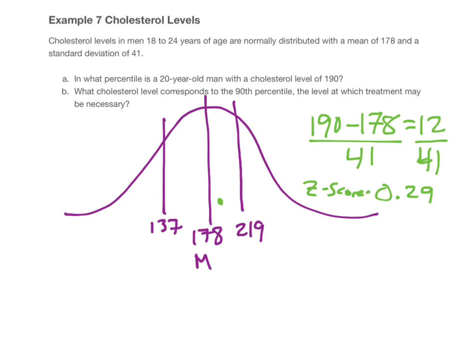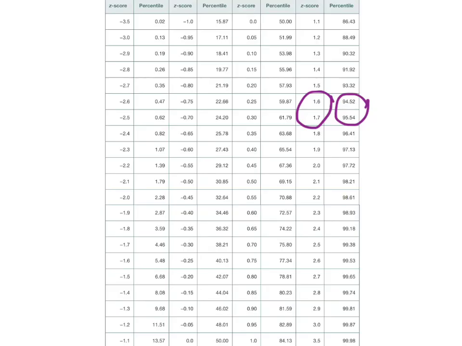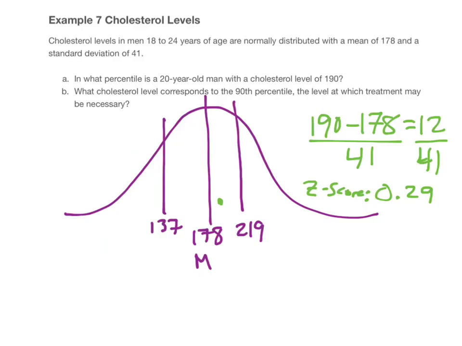Then we can go to our chart and find the corresponding percentile. 0.29 is just about 0.30, and the percentile that corresponds with that is 61.79, which is fairly close to the 62nd percentile. That would mean that about 62% of men ages 18 to 24 would have cholesterol levels lower than 190.